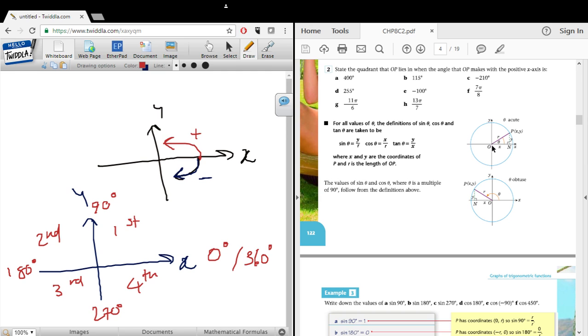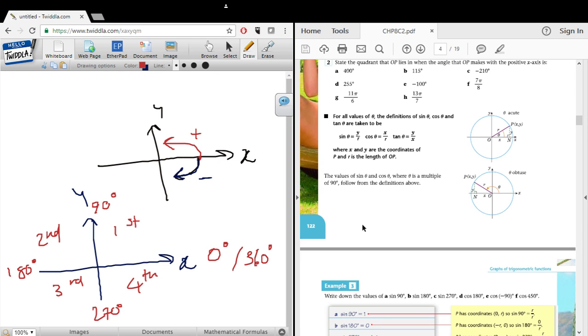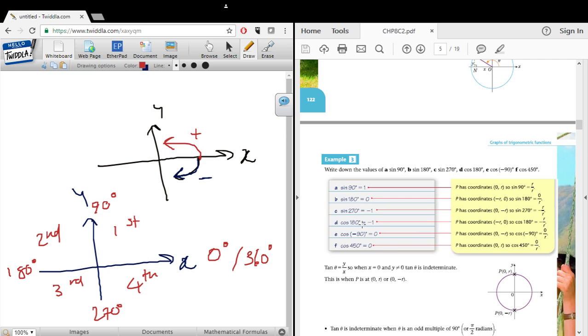And then again, just some terms here. Acute is this particular angle here, and obtuse is illustrated by this particular angle. So x and y are the coordinates of point P, and r is the length of OP, again the radius, since we're talking about a circle.